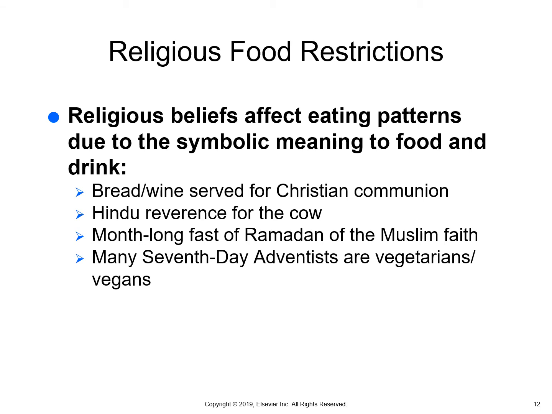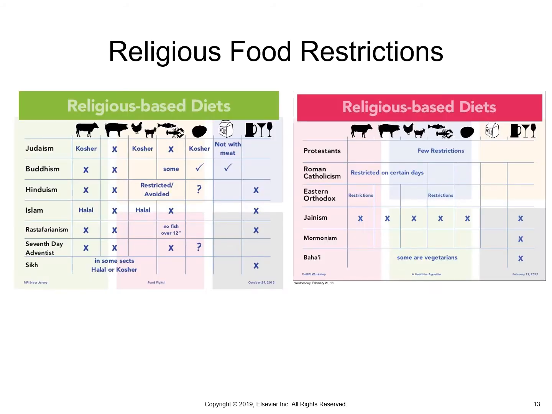Some examples of religious food restrictions might be bread and wine served at Christian communion. Hindus have a reverence for the cow. There's many times a month-long fast of Ramadan in the Muslim faith, and Seventh-day Adventists are often vegetarians or vegans. These are just a couple of charts showing you the different religious-based diets and things that they will have or will not have.